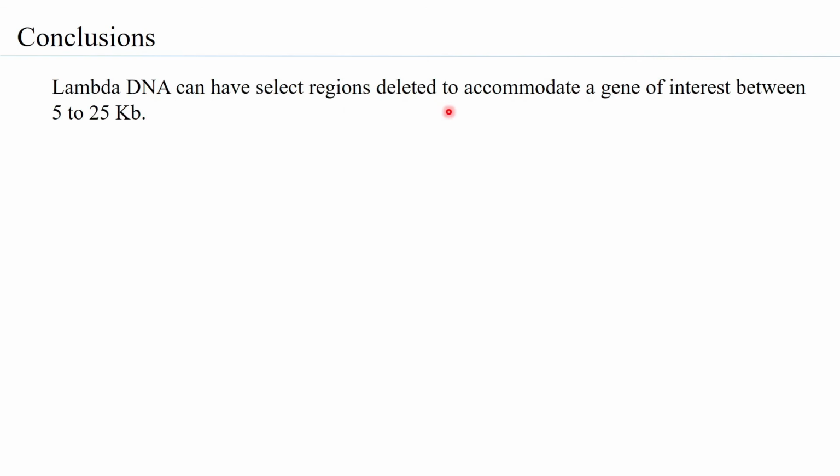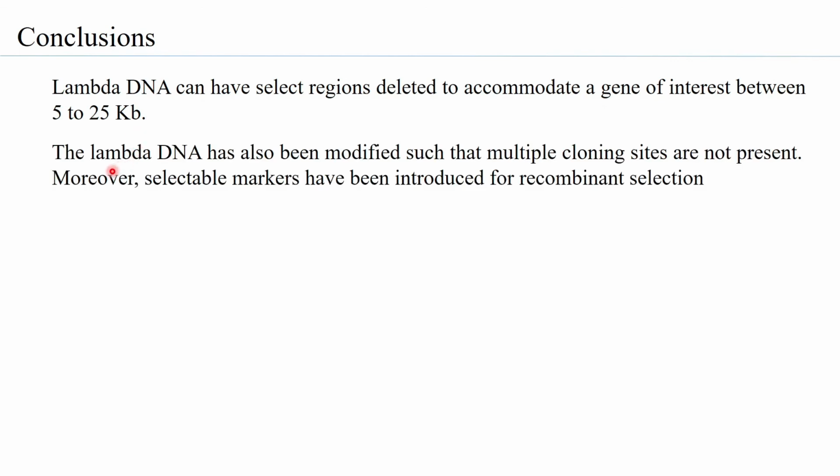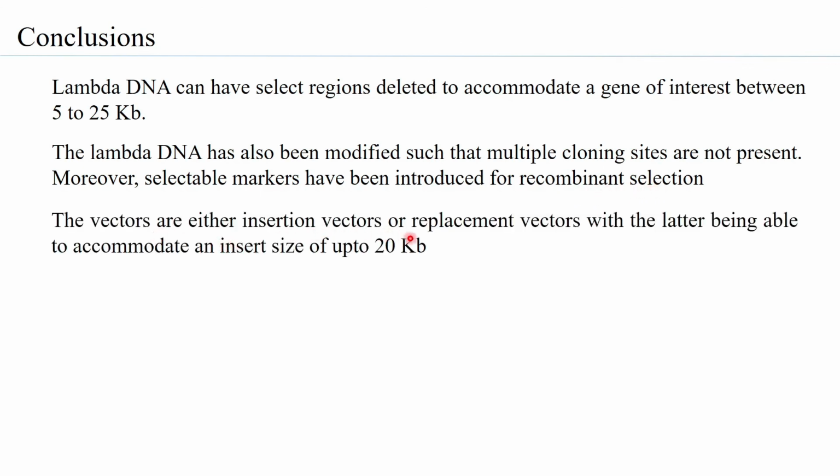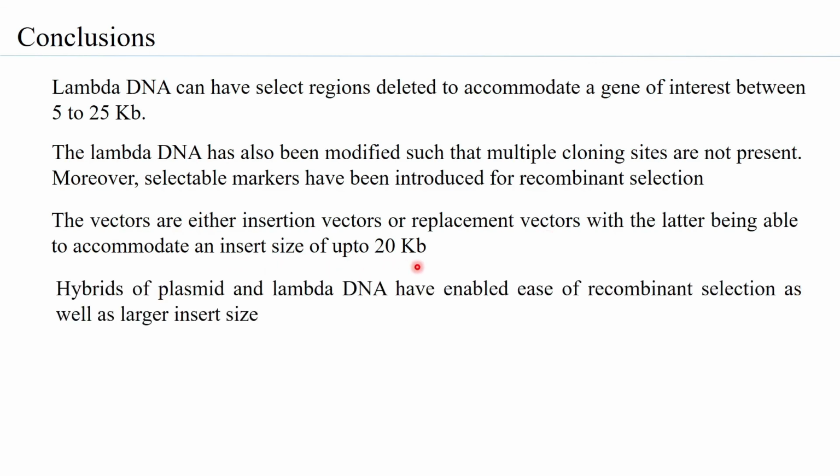Lambda DNA can have select regions deleted to accommodate a gene of interest between 5 to 25 kb. The lambda DNA has also been modified such that multiple cloning sites are present. These multiple cloning sites are for one restriction site only. Moreover, selectable markers have been introduced for recombinant selection. The vectors are either insertion vectors or replacement vectors, with the latter, that is the replacement vectors, being able to accommodate an insert size of up to 20 kb. Hybrids of plasmid and lambda DNA have enabled ease of recombinant selection as well as accommodating a larger insert size.